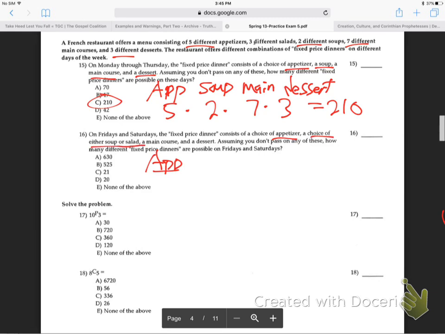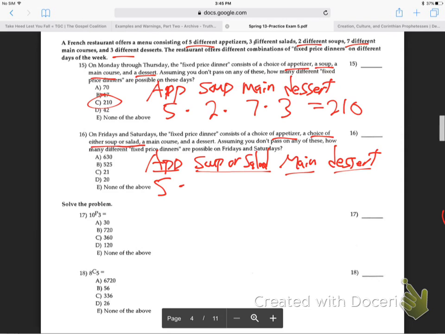Choice of soup or salad. Let me write that. That's one decision. You're not getting soup and salad. You're getting soup or salad, right? Main, dessert. Okay, so let's say appetizer 5 times. Now, soup or salad, if I'm going to choose, that's one decision, right? You choose your appetizer, 5 options. Then you choose your soup or your salad.